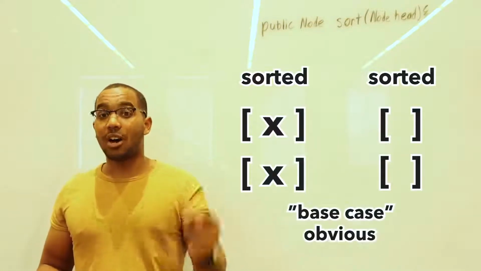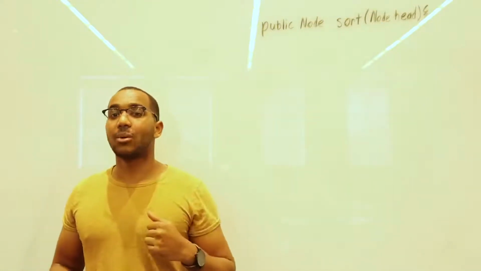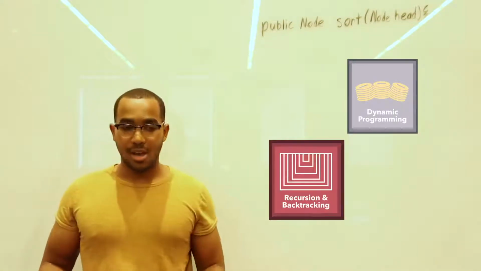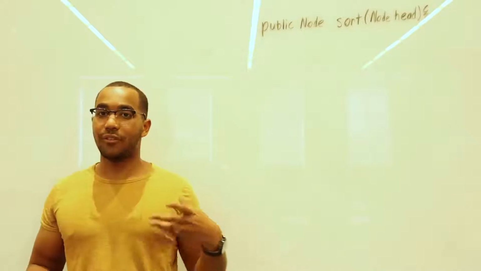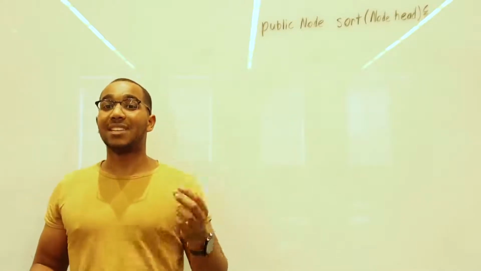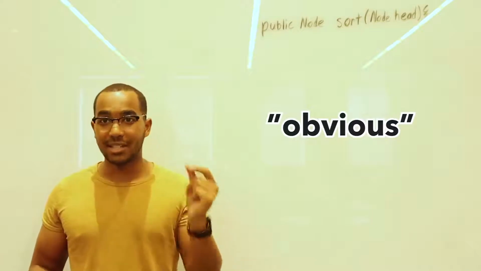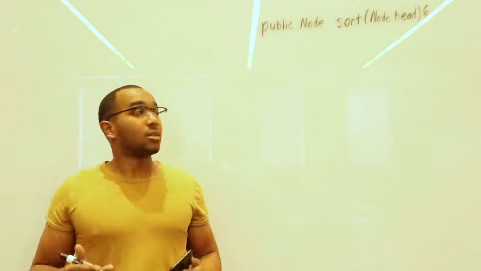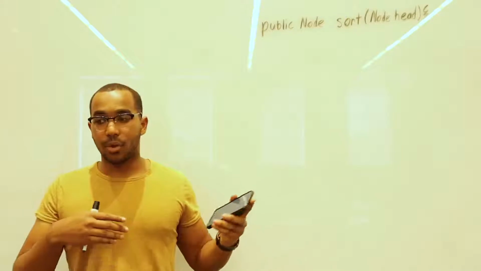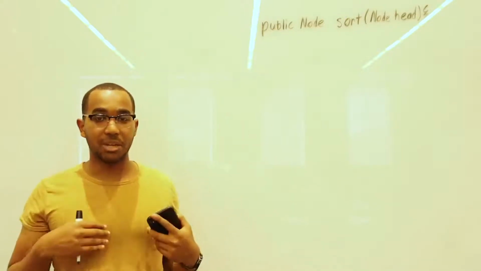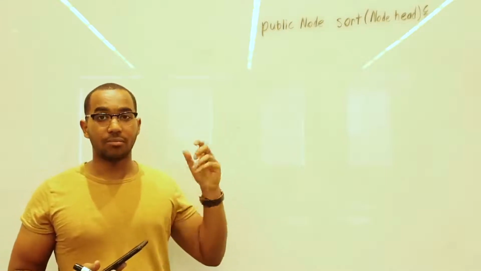The base case is the obvious answer. We're going to see this later when we deal with dynamic programming, when we deal with recursion, when we deal with backtracking. When we're crafting these recursive functions, we're always going to see what is the obvious answer. The obvious answer is going to be the base case. Instantly I know the answer. What we do is we say if head equals null, or if the next is null, then I return the item itself. If the item is null, it's just null.